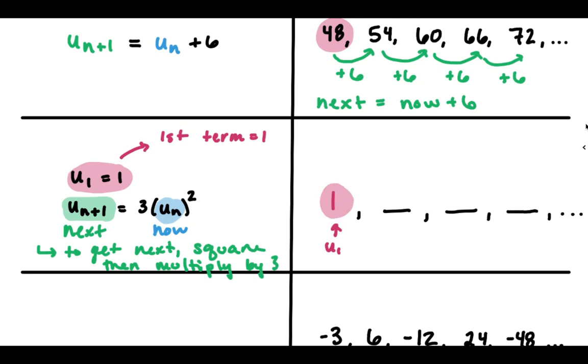Our first now is 1. So to get the next term, I'm going to square that and then multiply by 3. I want to do 3 times 1 squared. Okay, 1 squared is 1 times 3 is 3. Okay, so now I'm at 3. To get the next term, we're going to do this again, but our now term is 3. So I'm going to do 3 times 3 squared. Okay, 3 squared is 9, times 3 is 27.